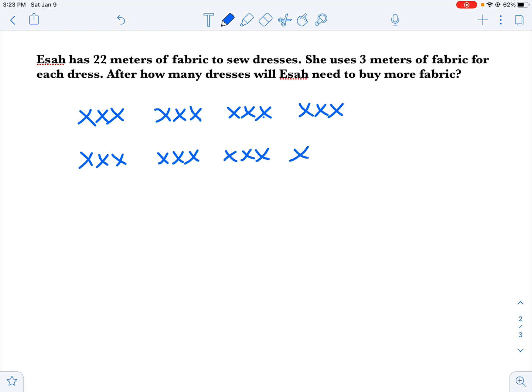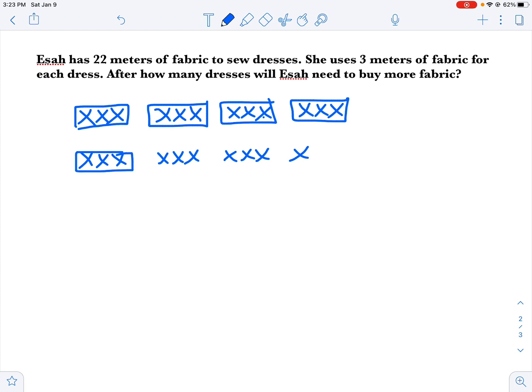Okay, so as I drew my X's to show each meter of fabric, I put them in groups of 3. So it would be a little easier for me. So here's 3 meters of fabric for each dress. And you can quickly see that we did have some leftover fabric, didn't we? We had 1 meter of leftover fabric. So the question didn't say how many meters were left over, though. It says, after how many dresses will Isa need to buy more fabric?